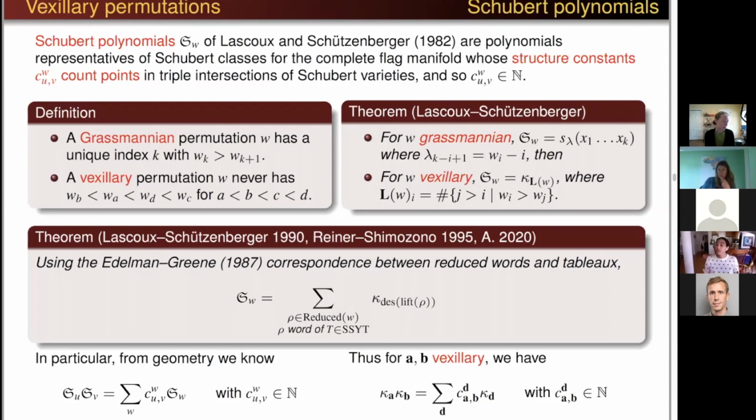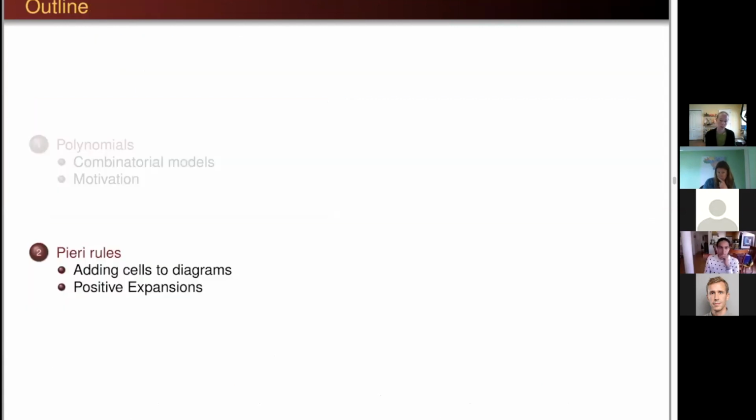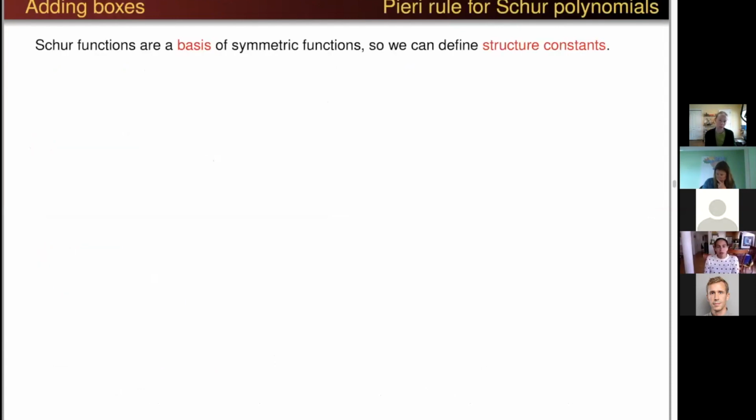All right, so this is why I should care. Multiplying key polynomials, I expect it to be a mess, but sometimes it's nice, so I still want to try to understand it. And now we'll go into the second half of my talk, which is how do we understand it? So first, let me motivate it by reminding you about how to multiply Schur polynomials, because everything's built on analogy.